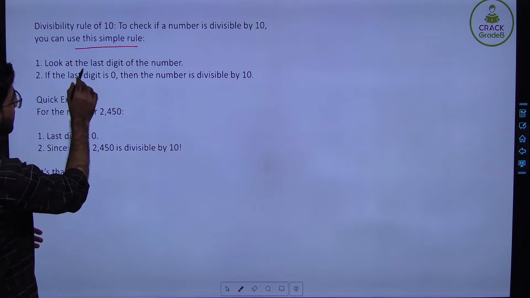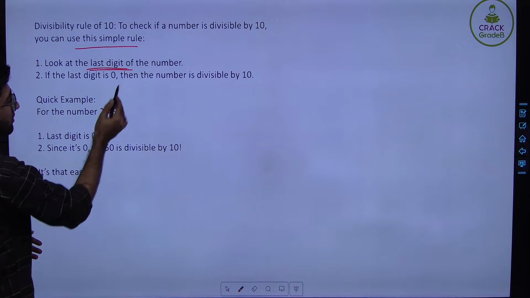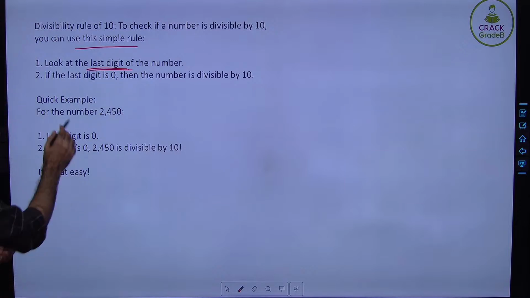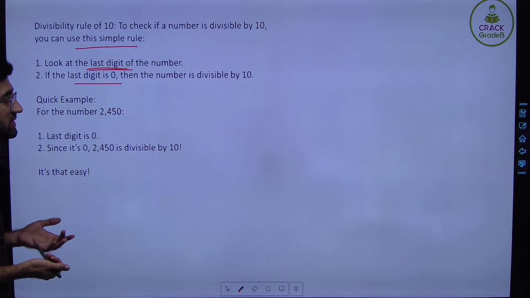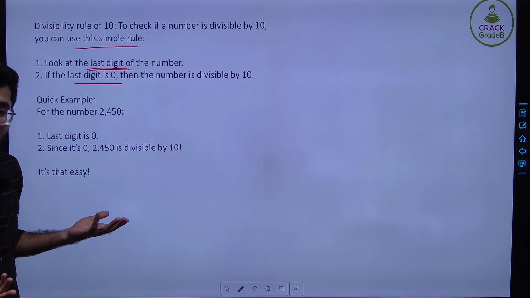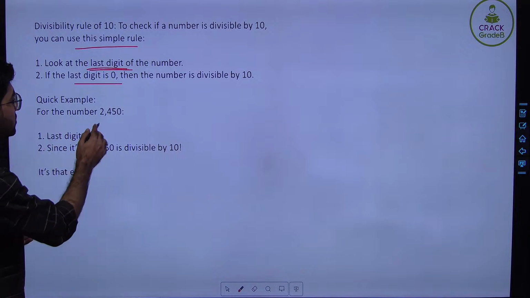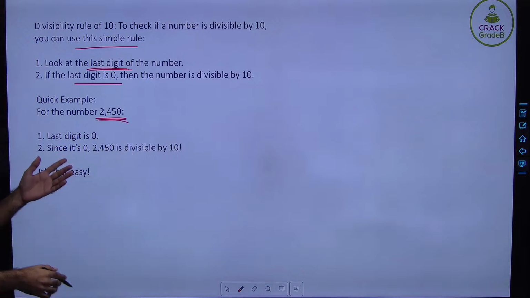And what is that simple rule? Look at the last digit. If the last digit is 0, it means that the number is divisible by 10, right? You don't have to think about anything. So let us take a simple example.